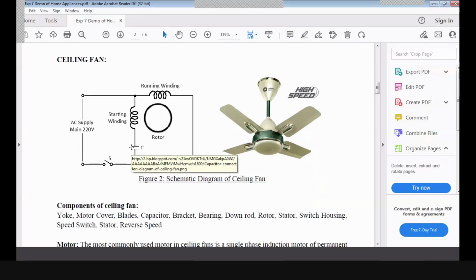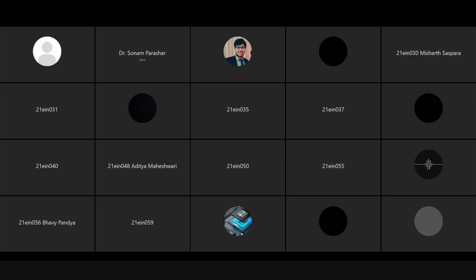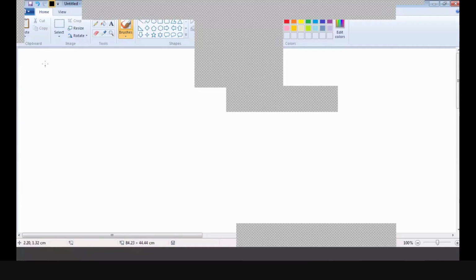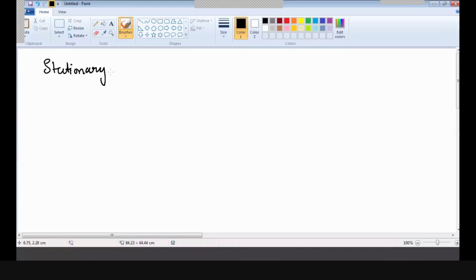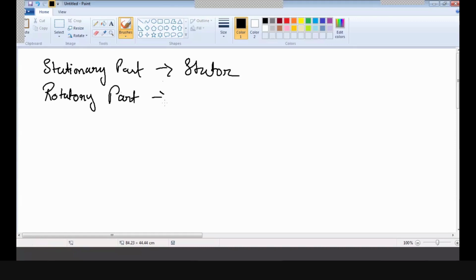You can see in this diagram, this is the capacitor. It is inserted in series with the starting winding. So this motor is also known as a capacitor start motor. And what are the parts? Inside any motor there are mainly two main parts. One is the stationary part, which is called the stator, and another is the rotary part, which is called the rotor. Sometimes it is also called the armature.